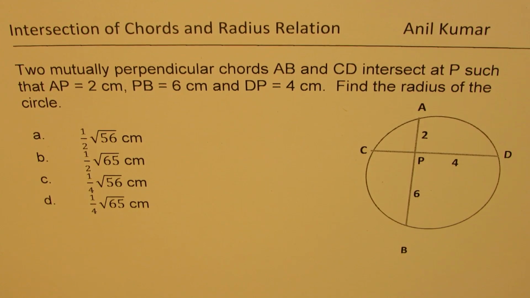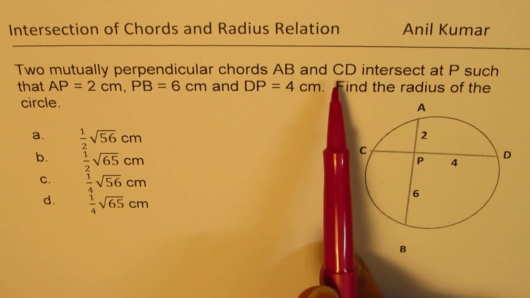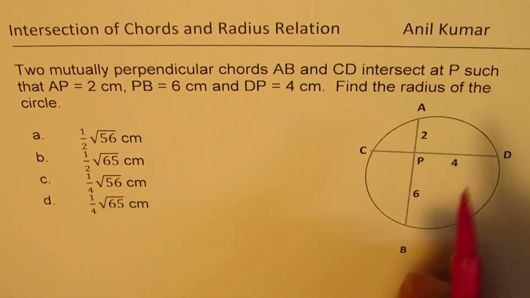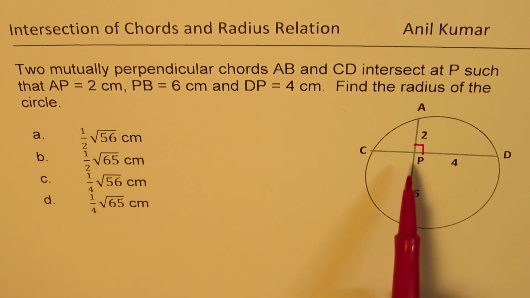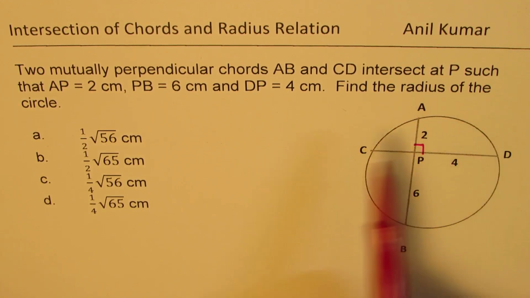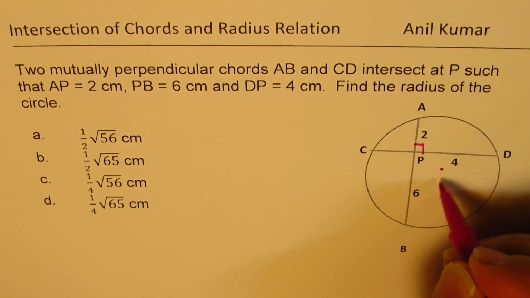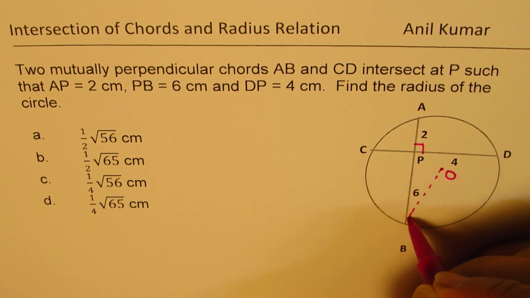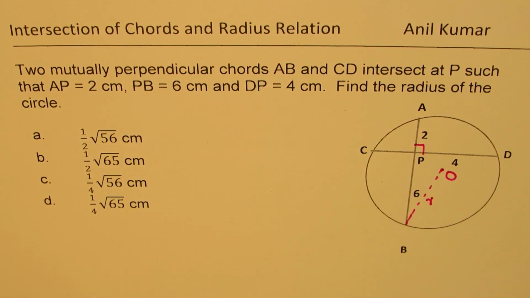Now here is the last question, which is an extremely important question. Two mutually perpendicular chords AB and CD intersect at P. So they are perpendicular chords. Such that AP is 2 centimeters, PB is 6 centimeters, DP is 4 centimeters. Find the radius of the circle, right? So somewhere here in the center we'll be having O, and you need to find the radius of this circle. That means from O to P, let us say, right? Let's say that is the distance which you need to find. You can always pause the video, answer the question, and then look into my suggestions.